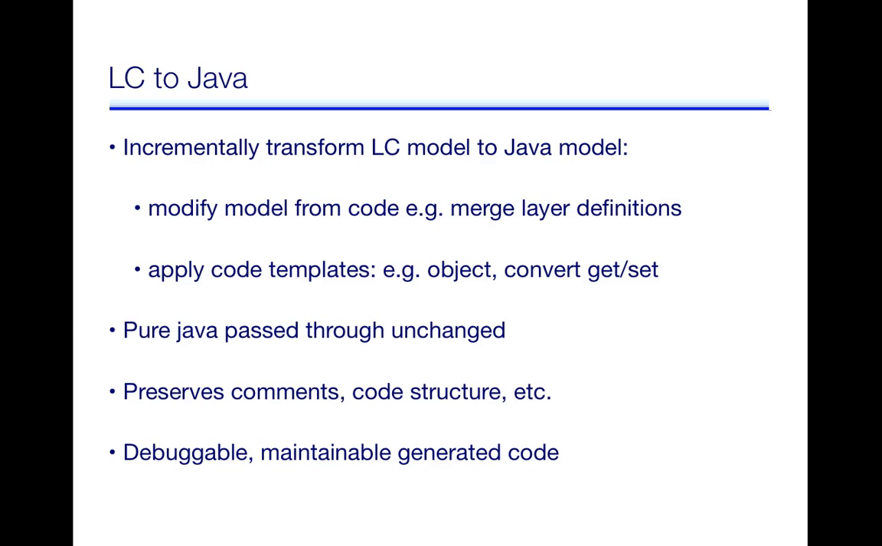And the way this works is all incremental. So if you have a pure Java file that you put in a LayerCake extension, none of the model needs to get converted, and that code just passes through unchanged. And in general, LayerCake's parselets framework will preserve comments and the code structure, etc. And I believe that makes the system's generated code more debuggable and maintainable.